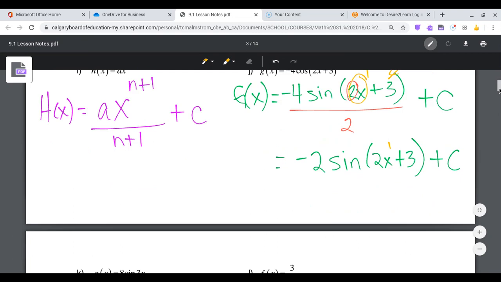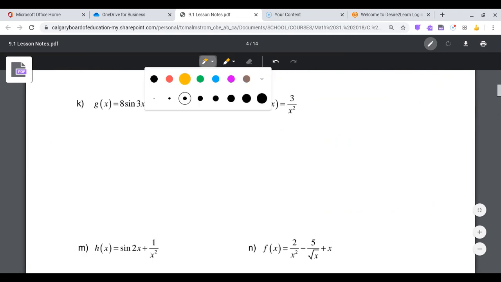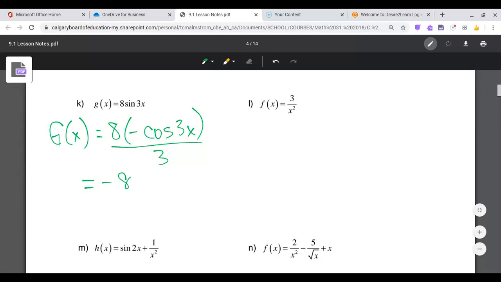All right, let's do some more. In this case, I've got big G of x is equal to, I'm just going to leave my constant out the front, and then I'm going to think of what is the antiderivative of sine. That is negative cos of my argument divided by my k value, and then I would write that as negative 8/3 cos 3x.